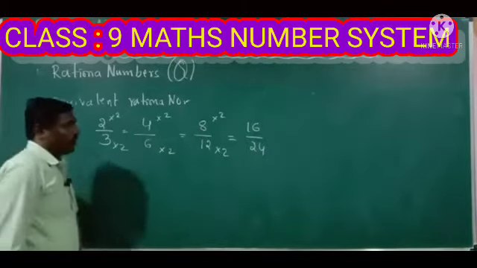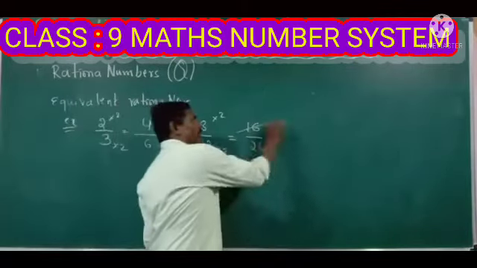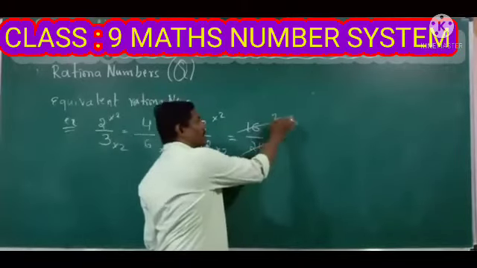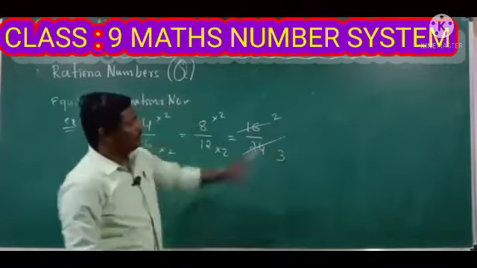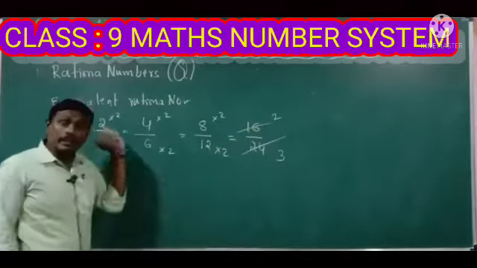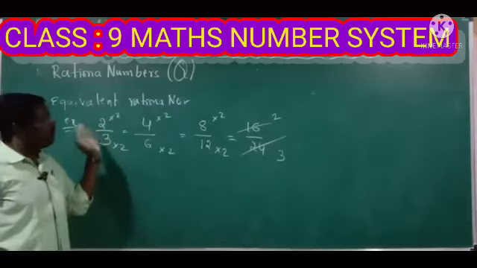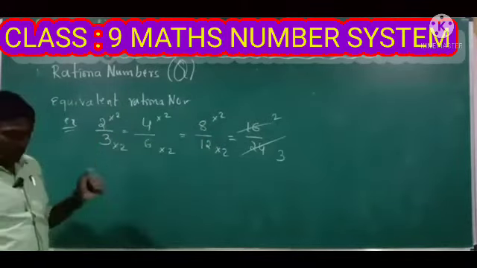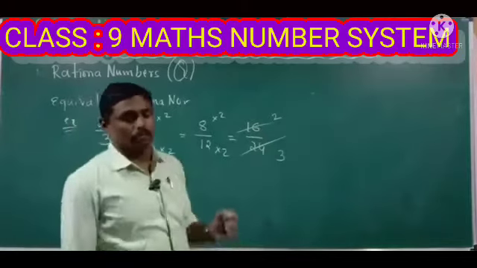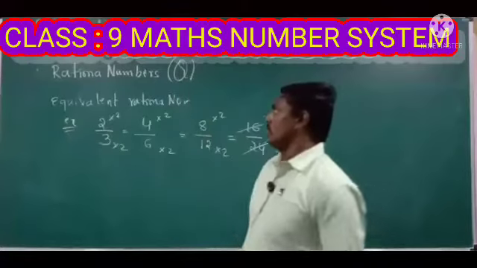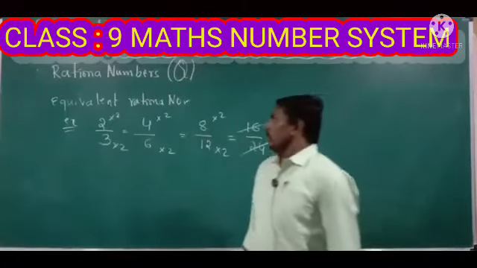If I divide these by 8, 8 2s are 16, 8 3s are 24. What are we getting here? 2 by 3. What did we take initially? 2 by 3 only, no? So these types of numbers are called rational equivalent numbers, right?